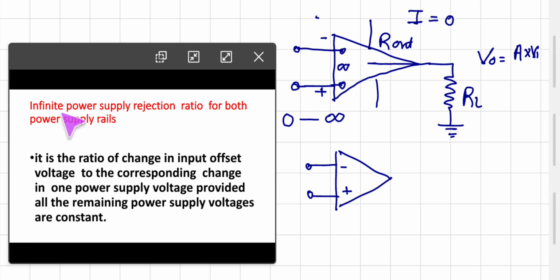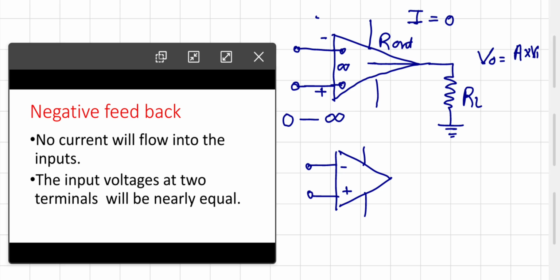So the next characteristic is infinite power supply rejection ratio for both power supply rails. We already saw that power supply rejection ratio is the ratio of change in input offset voltage to the corresponding change in one of the power supply voltages, provided all others remain constant. Here there are two supplies provided. If one of them is changed, there can be a change in input offset voltage, but in case of an ideal operational amplifier, the power supply rejection ratio is infinite for both power supply rails. That you remember.